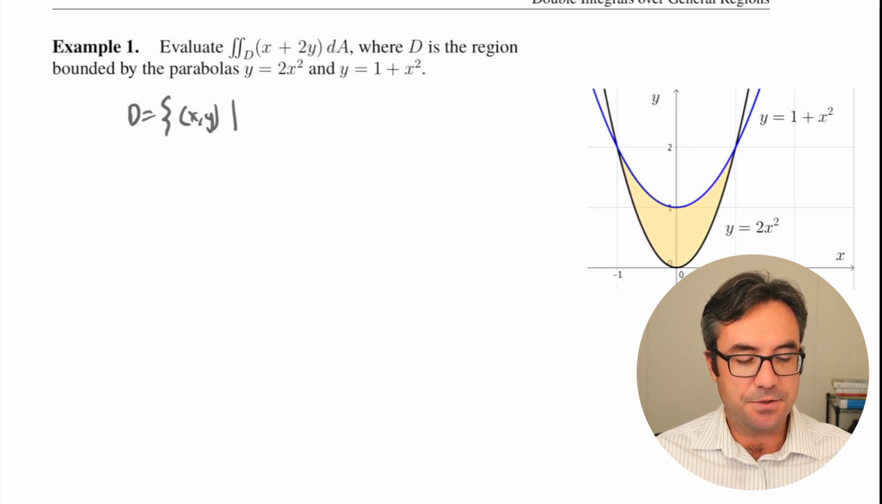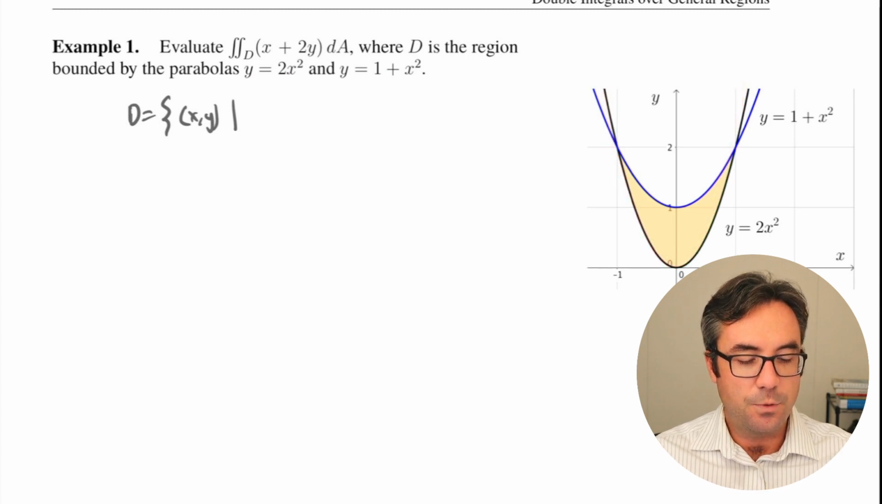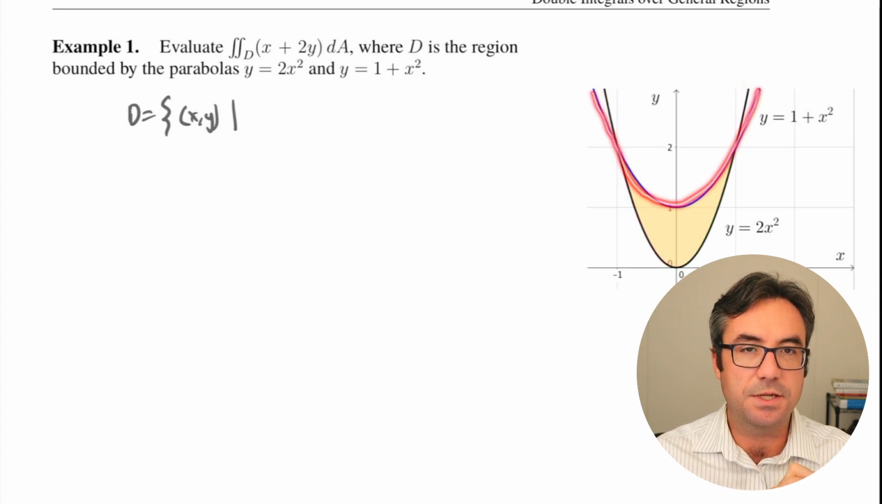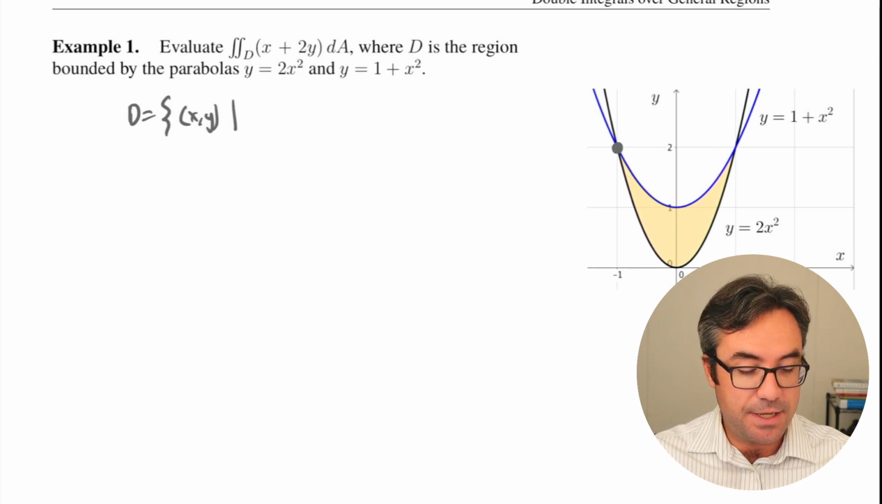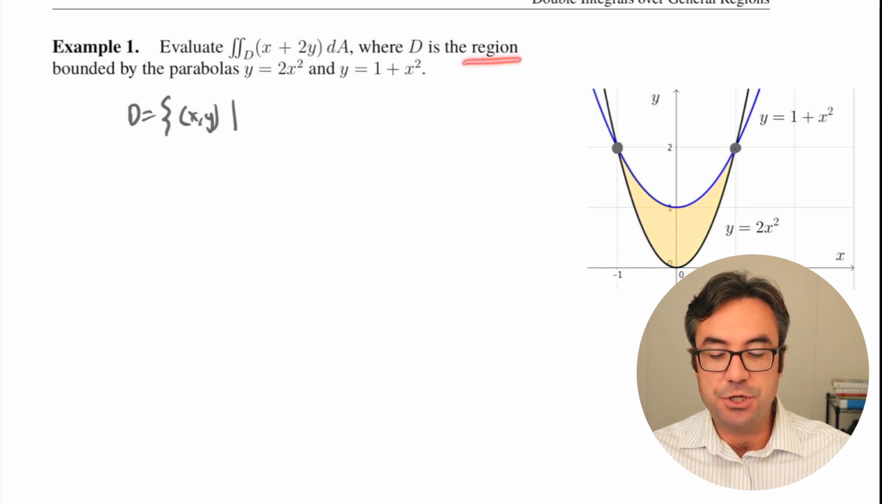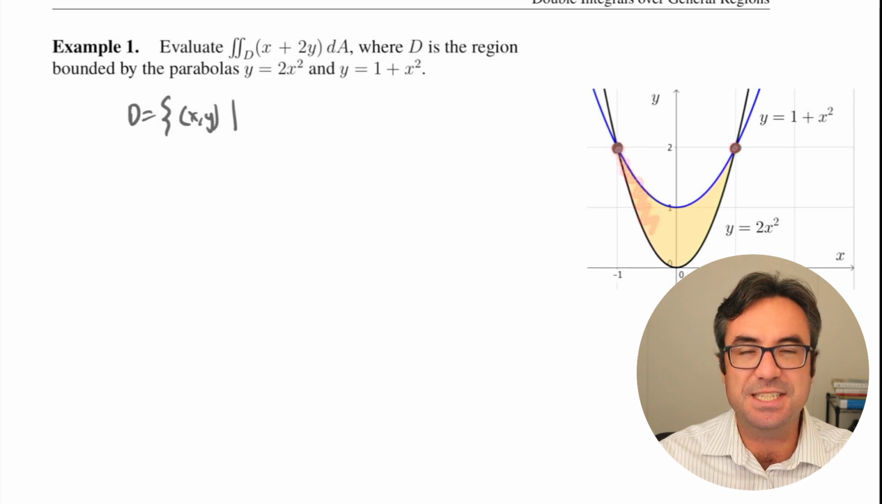And in this case, we've graphed the function y equals 2x squared. We've graphed the function y equals 1 plus x squared. And we notice that they actually intersect here. So we're looking at this region that's bounded by the two parabolas. So this is our region. It's bounded in between the two parabolas, extending out to those intersection points.